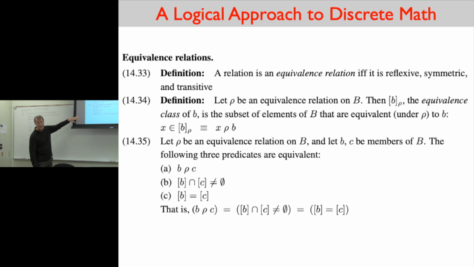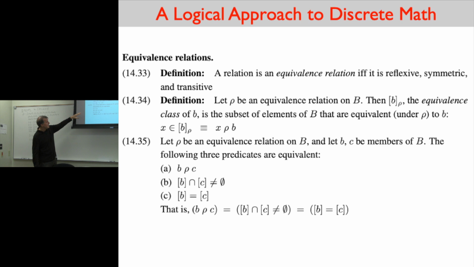So what it's saying is that A is equivalent to B, and A is equivalent to C, and B is equivalent to C. Each one of these three, the following three predicates, are equivalent. So what it says is that b rho c is equivalent to equivalence class b intersection equivalence class c is not equal to the empty set.